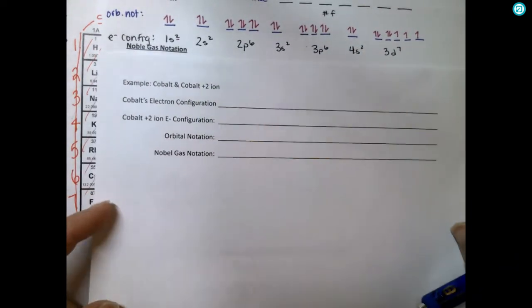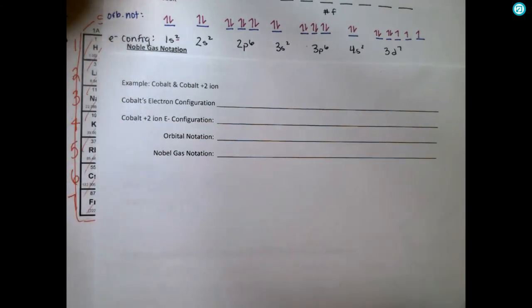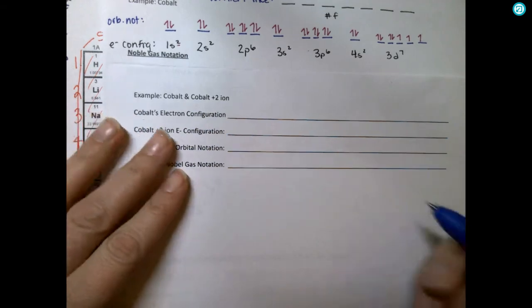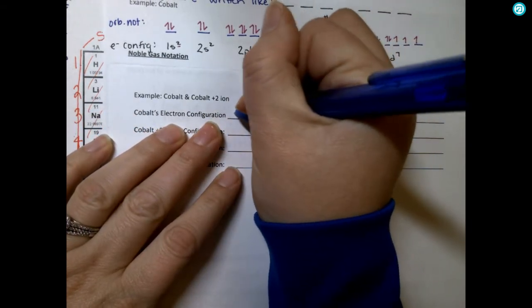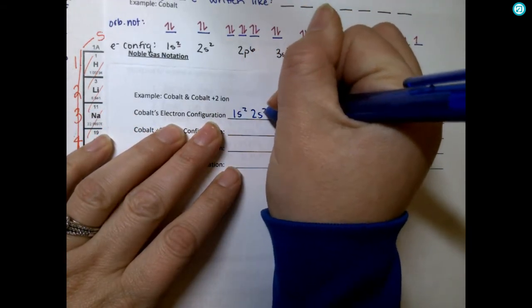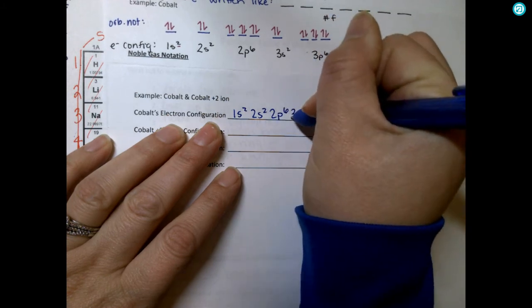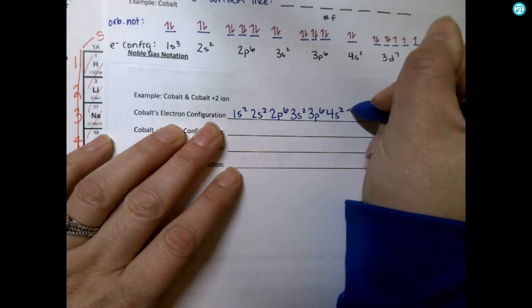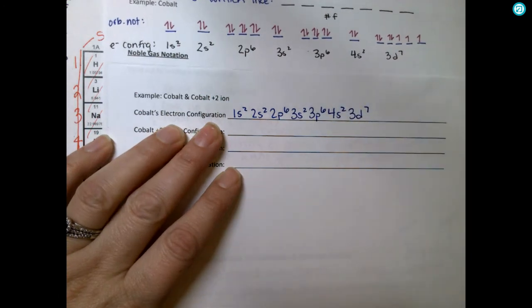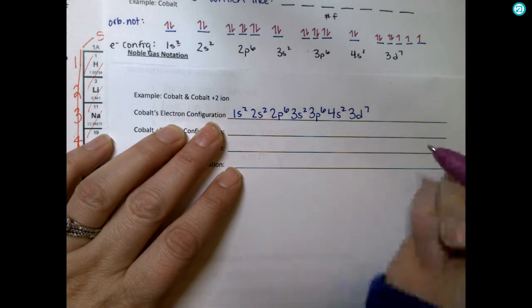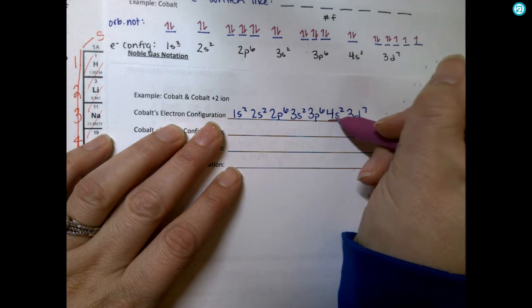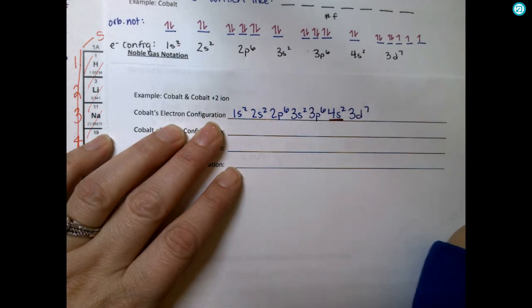First, we're going to look at cobalt. Now, we've already written cobalt's electron configuration above here, so I'm just going to go ahead and rewrite that. So for the atom cobalt, 1s2, 2s2, 2p6, 3s2, 3p6, 4s2, 3d7. Now remember that we add or remove electrons from our highest energy orbital, or we look at our valence electrons. For us, that is this 4s space here.